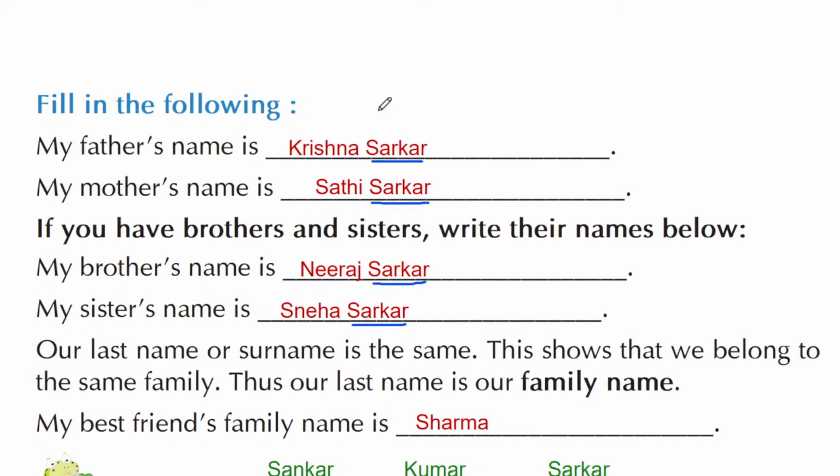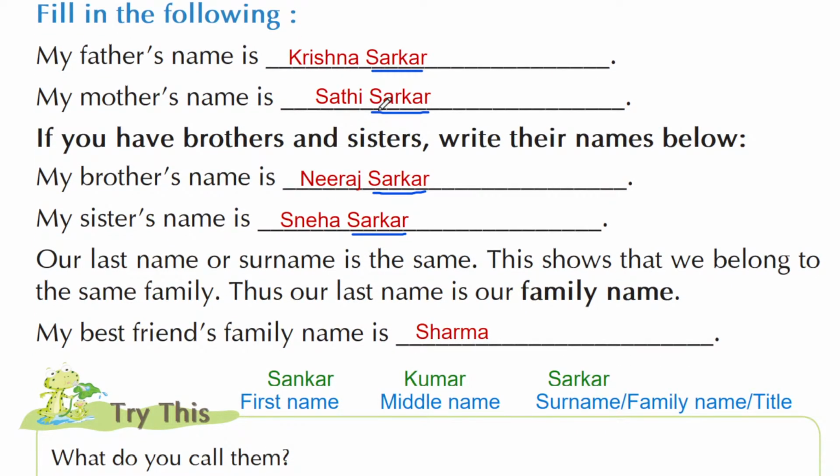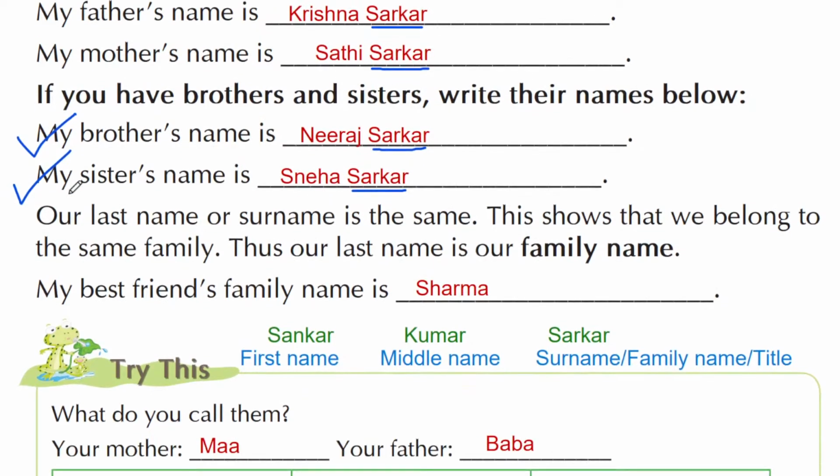If you have brothers and sisters, write their names below. So if you have a brother or a sister, you have to write down your brother's name here. My brother's name is, I have written Neeraj Sarkar, and my sister's name is Sneha Sarkar. So what you have to do is write down your brother's name and your sister's name. Our last name or surname is the same.